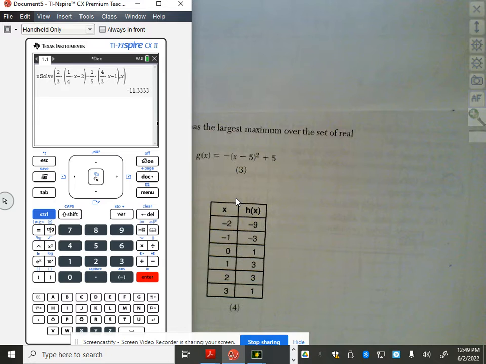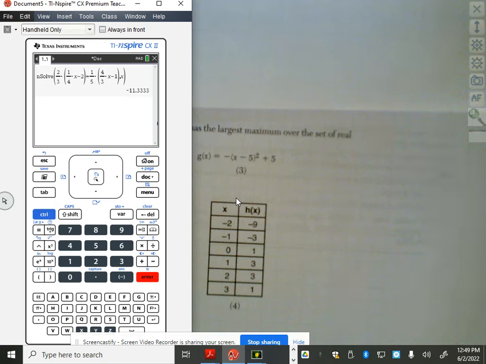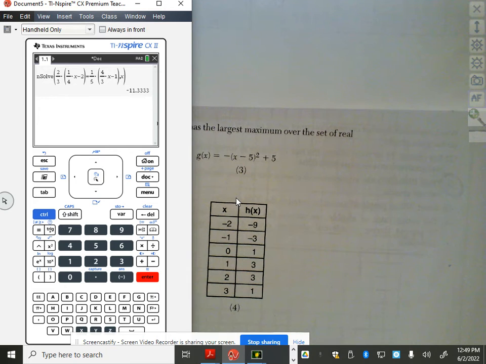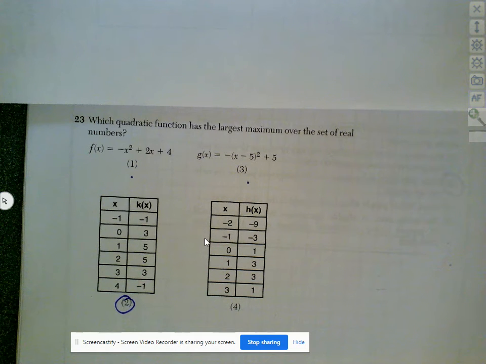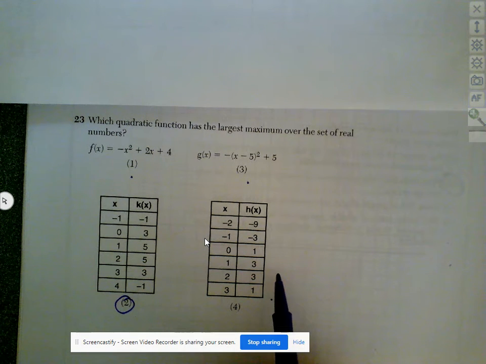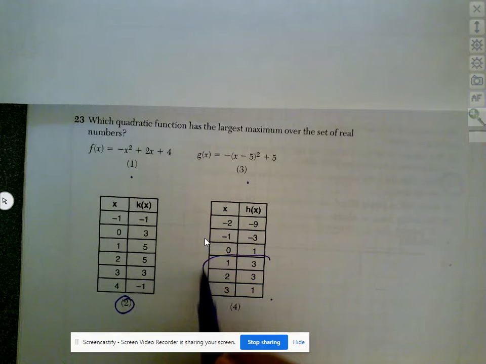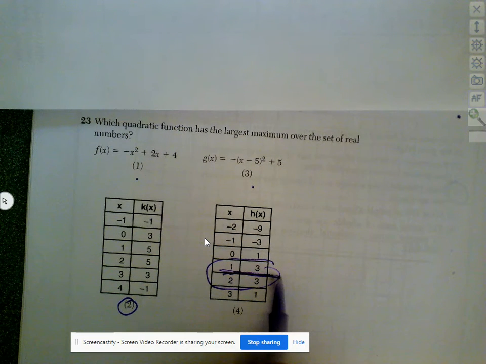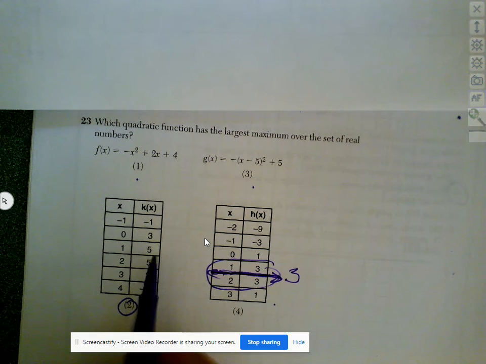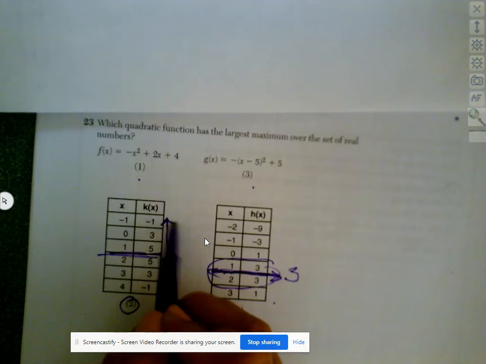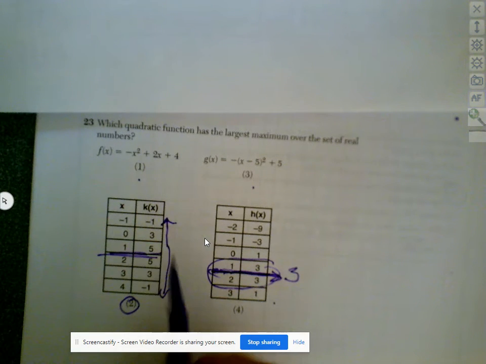The next one says, which quadratic function has the largest maximum over a set of real numbers? So we want to figure out what the maximum value is. If we're looking at this one, these two we're going to graph and find the maximum. This one, the maximum value is going to have to be around here, because maximum has to do with the y value. So this is going to be about 3. This one is going to have to be here because it's going down and then it's going down. So it's going to be about 5 here.